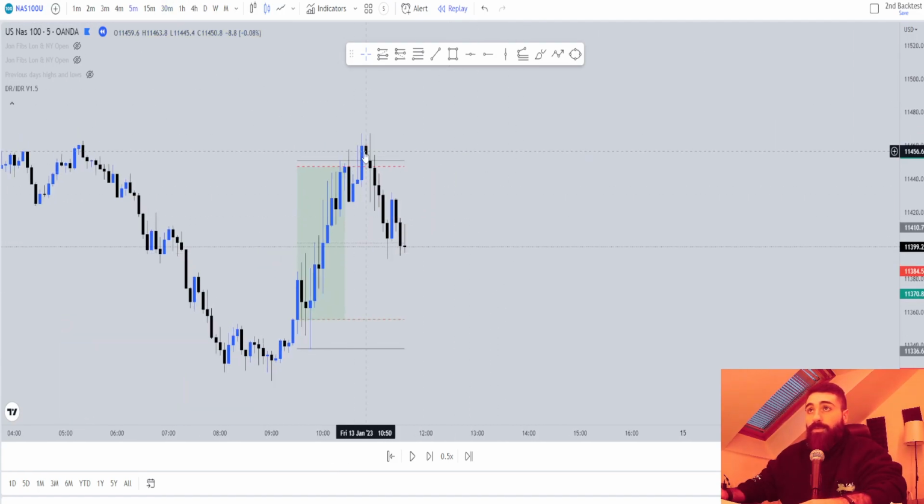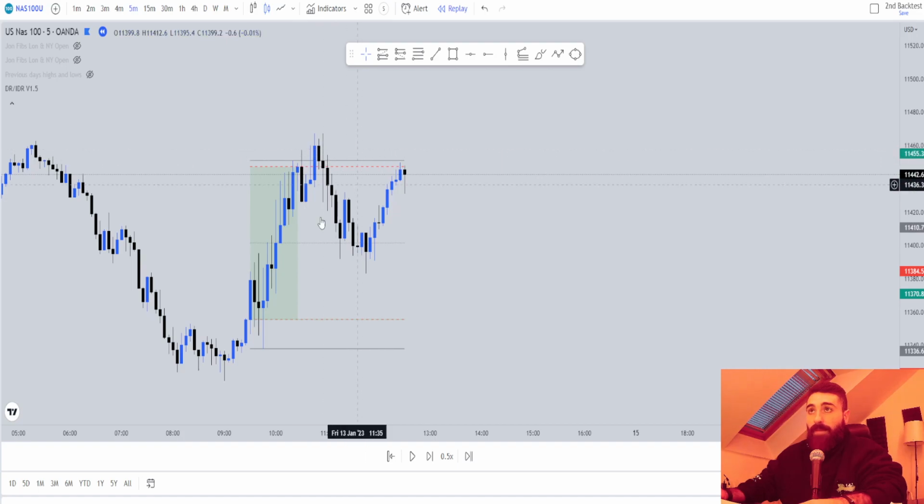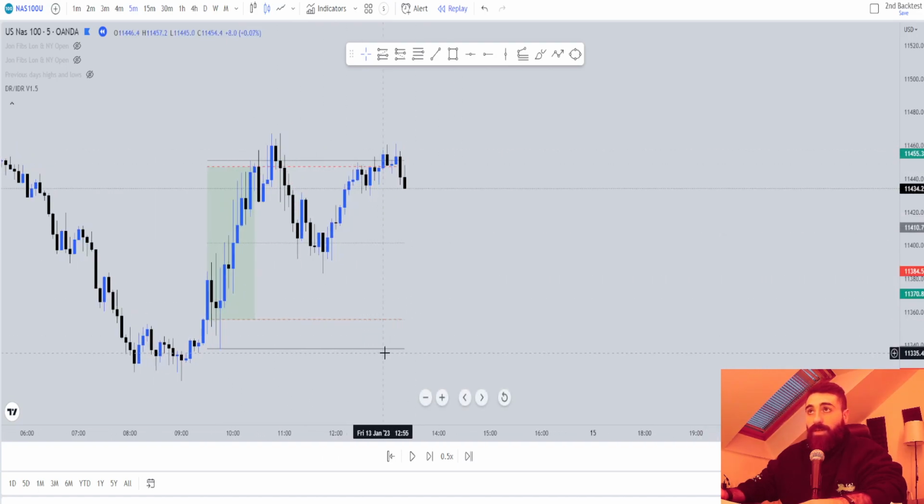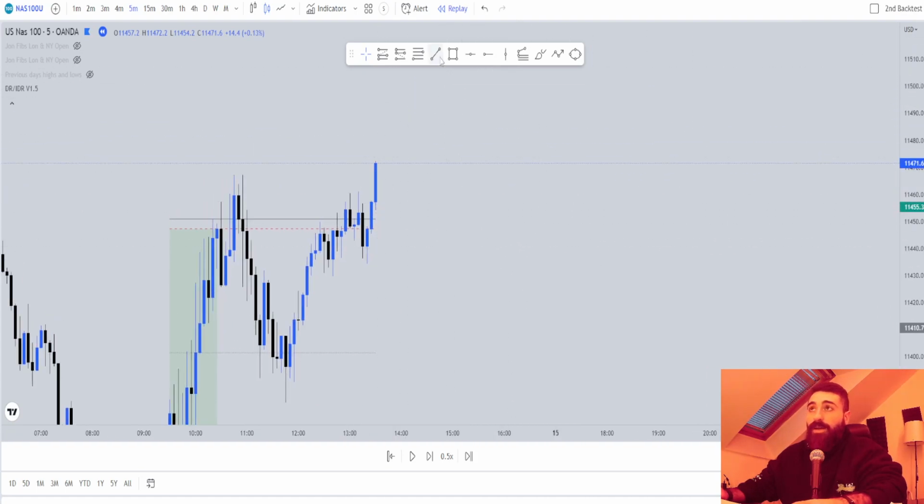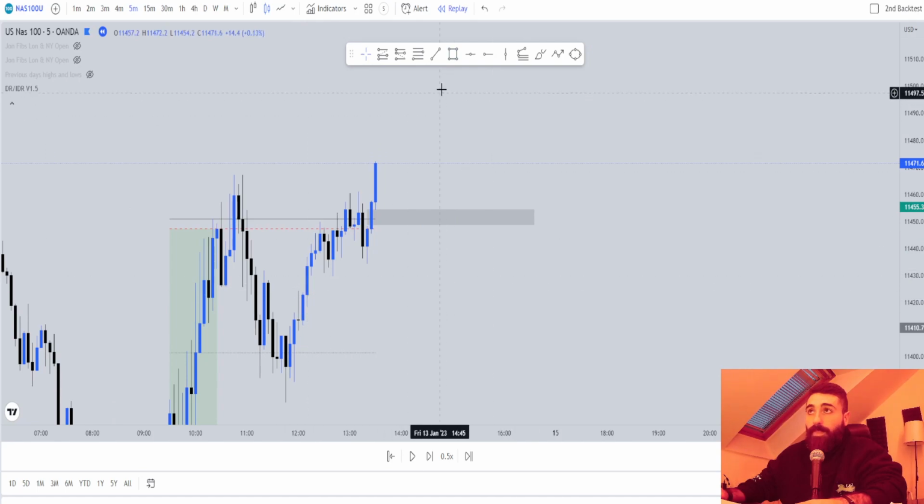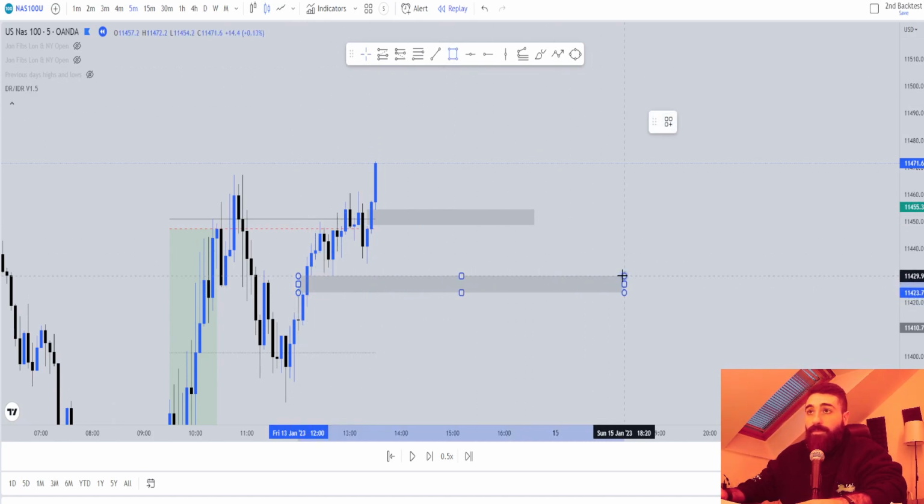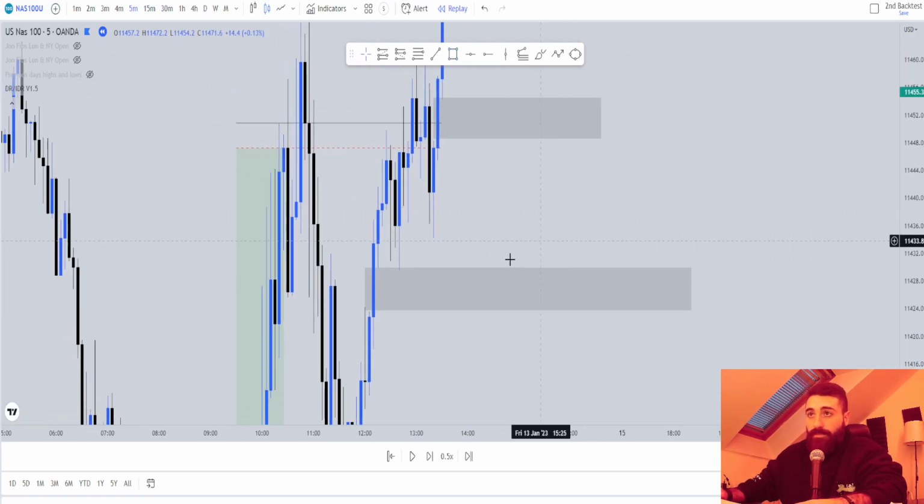Okay, so we closed above, we retraced back. I don't see any imbalances right here. Okay, we should stay above, we should not go below the IDR. But as we can see, we don't have. Okay, now we can have an entry. This is a fair value gap right here. This is an imbalance right here. Did we trade right into it? We did, to be honest. Let's go back.